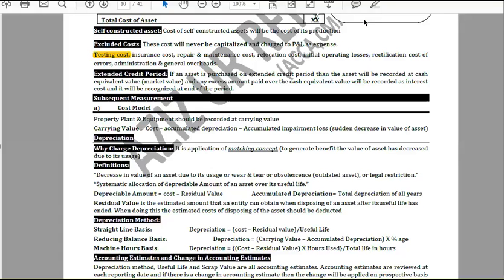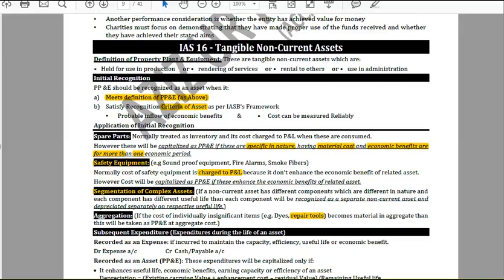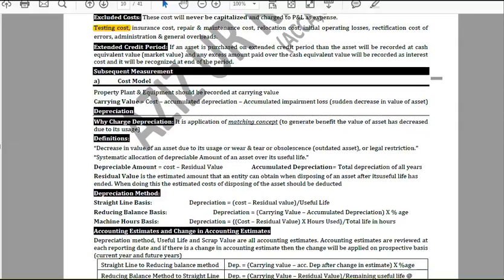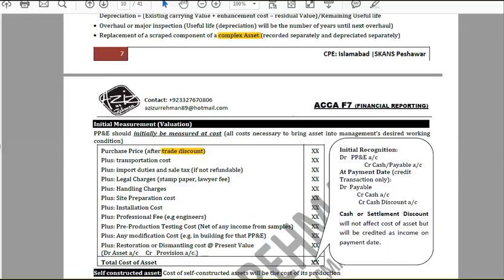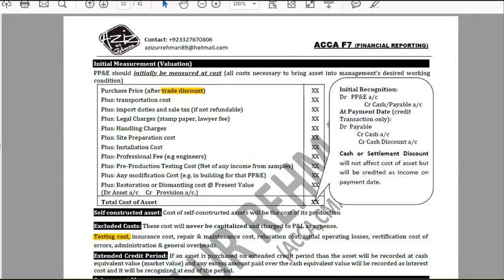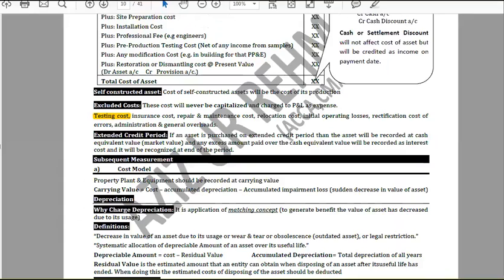So in today's class, we have learned that initially an asset should be recorded at cost, and what the components of the cost are. We have learned in detail the elements or components of the cost as well. In tomorrow's class, we will cover subsequent measurement. Today we have learned initial recognition, so initially an asset will be recorded at cost. And in the next year, when we use this asset, obviously we will charge depreciation. So in tomorrow's class, we will cover subsequent measurement, what the methods to charge depreciation are, and how to record the asset in the next years. So I guess enough for today. What do you say?